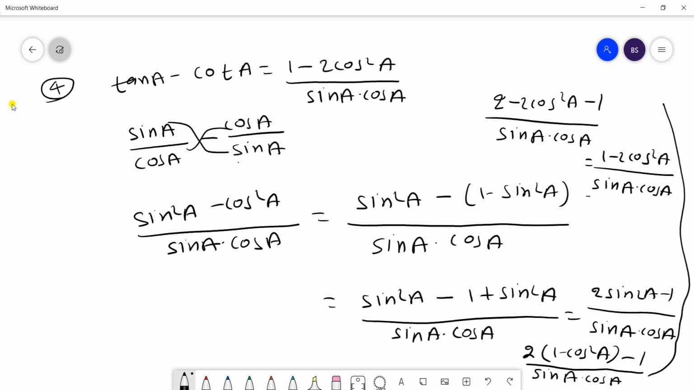So see, we got here RHS. So I can write here LHS is equal to RHS. Okay, we can write here, hence proved.